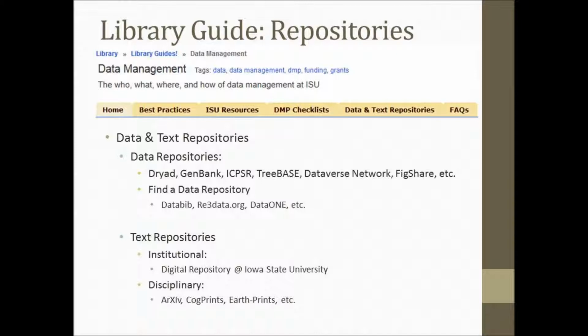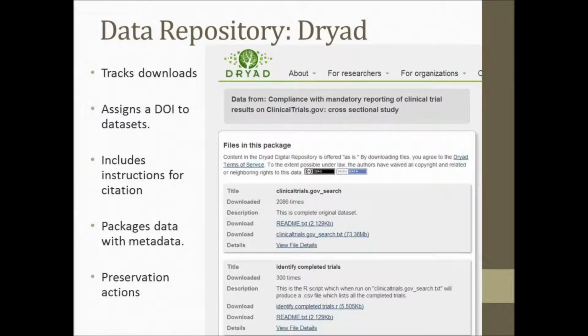There's Dryad, GenBank, ICPSR, TreeBASE, Dataverse. Some of these are well known depending on the field. Some of these are also, for example, TreeBASE is only systematics data, I believe. So it depends on what types of data you have and who your expected audience is, which will determine where you want to put it. So we have some tools for finding a data repository as well on the guide. And I'm going to use Dryad as an example of a data repository.